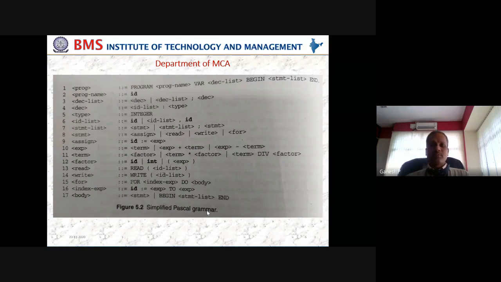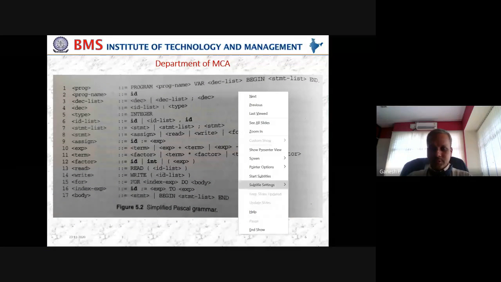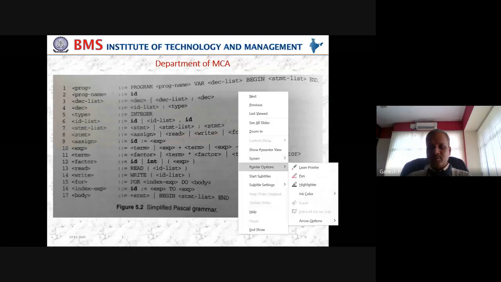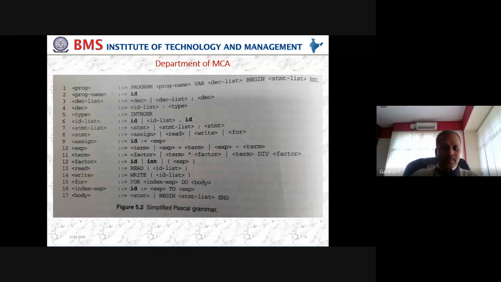So how does a Pascal program look? Let us look at some important sentences which you need to understand, which are frequently used. ID list is used, statement is used, assign is used, expression is used, term is used, factor is used, read is used. These are normally used internally while taking the examples, and you should keep lines 6, 8, 9, 10, 11, 12, 13 handy as we discuss.